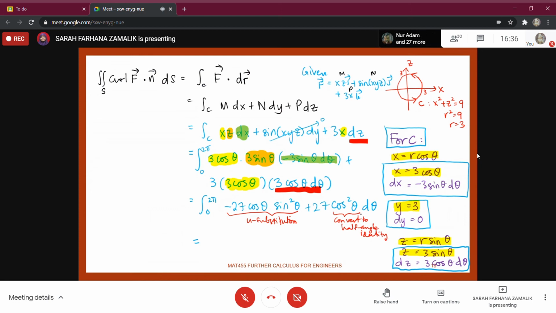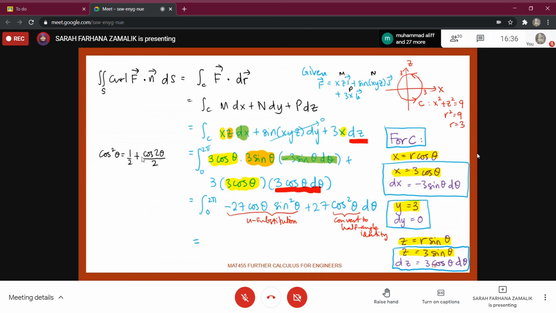Tukar dulu. Cos square theta is equivalent to berapa half angle identity? Half plus 2. Are you sure? Wait. Oh, 1 plus cos 2 theta over 2. Plus, okay, sebab cos. Kalau sin square, minus. Yes, convert dulu baru boleh integrate.